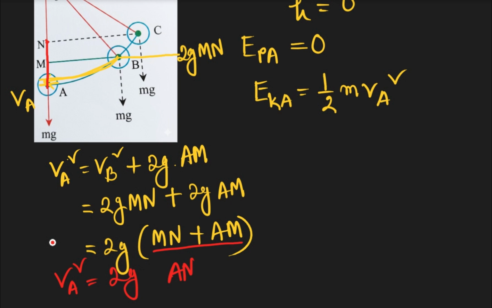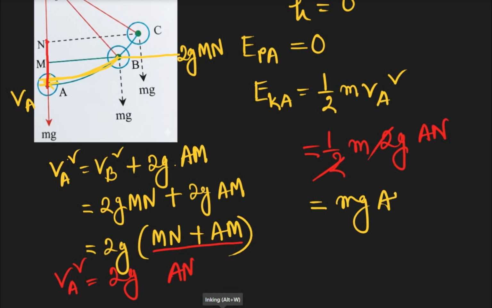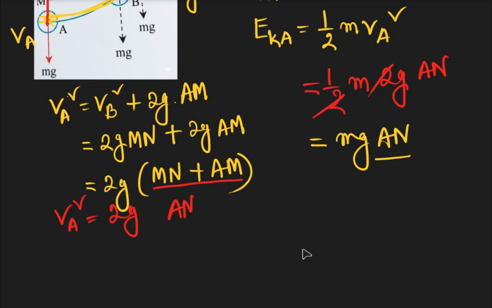Now it's time to write half m, and Va squared means 2g AN. So these two cancel out. So we can write mg AN. So at every point, if we look back, we can find the total energy is mg AN.